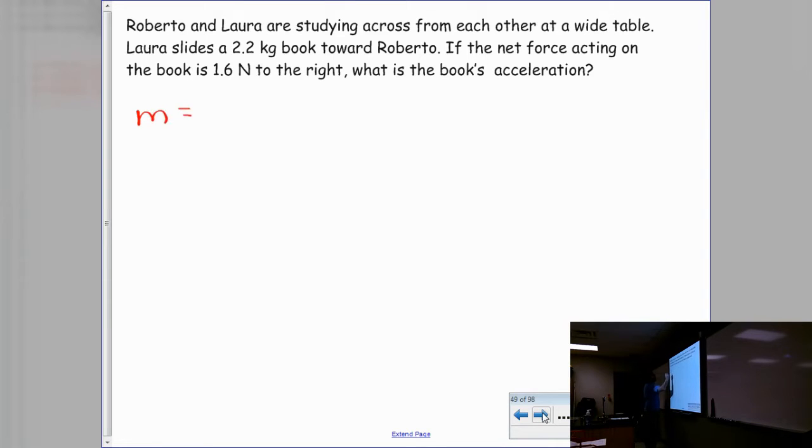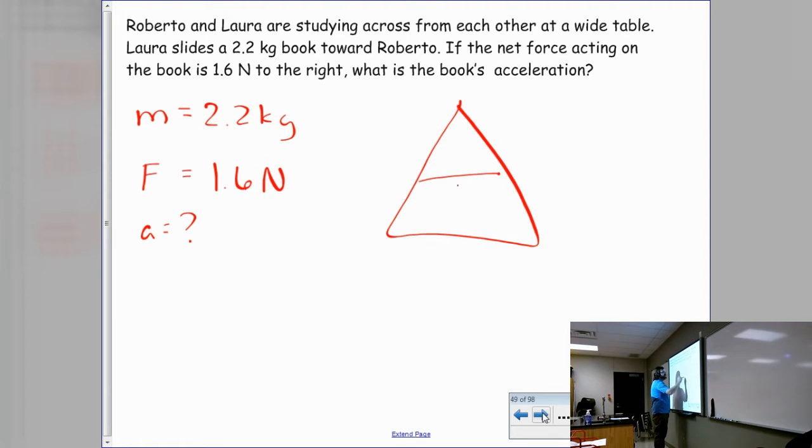The first problem says Roberto and Laura are studying across from each other at a wide table. Laura slides the 2.2 kilogram book, so that's the mass of the book, towards Roberto. If the net force on the book during the push equals 1.6 newtons, what is the acceleration? We have our triangle with force, mass, and acceleration. If we're looking for acceleration, it's force divided by mass. So acceleration equals 1.6 newtons divided by 2.2 kilograms.